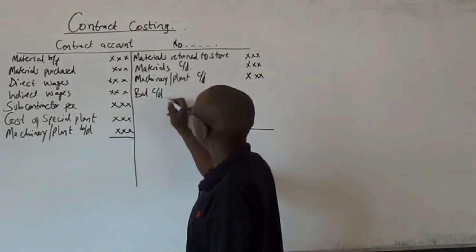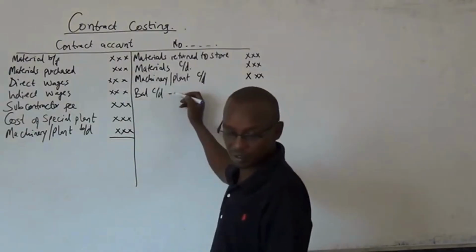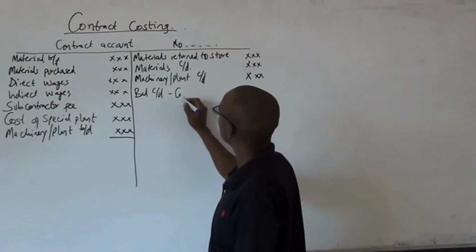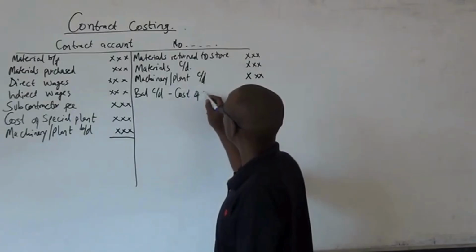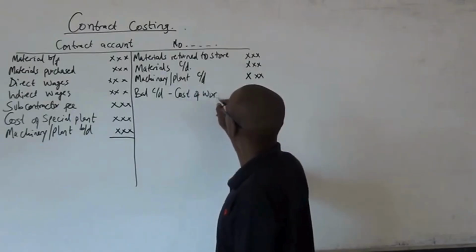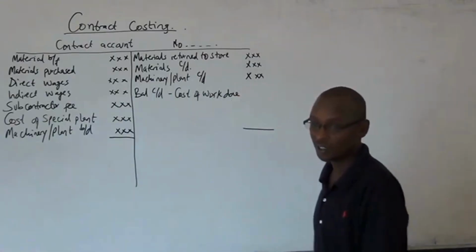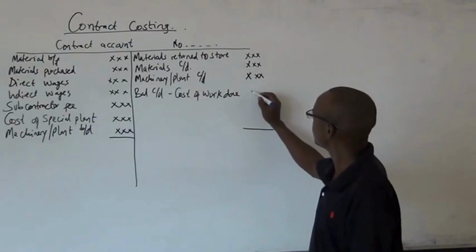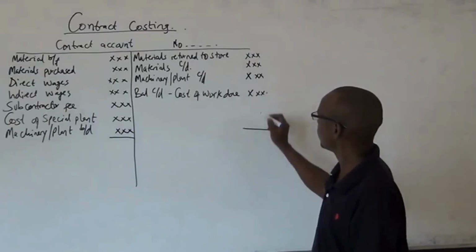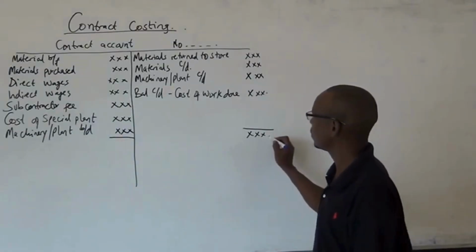Our balance carrying down here will be what? It will be costs of work done. Okay? If you balance it here, this will be the cost of work done. Okay?